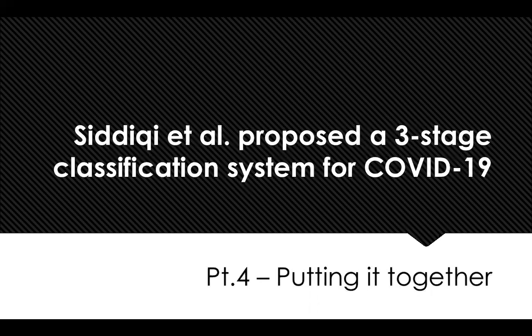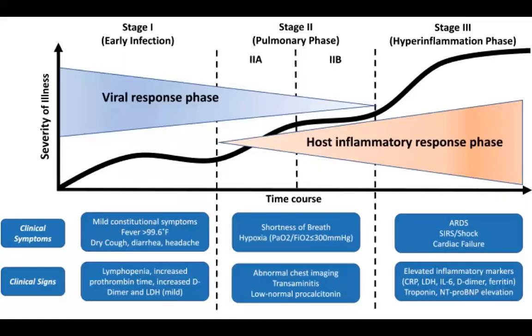And so what they did is they did a huge analysis, and they put together all of the early findings, the intermediate findings, the late findings, along with all of the clinical signs and the symptoms, and put it together in a 3-stage model with increasing severity. They characterized it into stage 1, 2, and 3, with 1 being early infection, which is very mild, and 3 being a very severe systemic hyperinflammation.